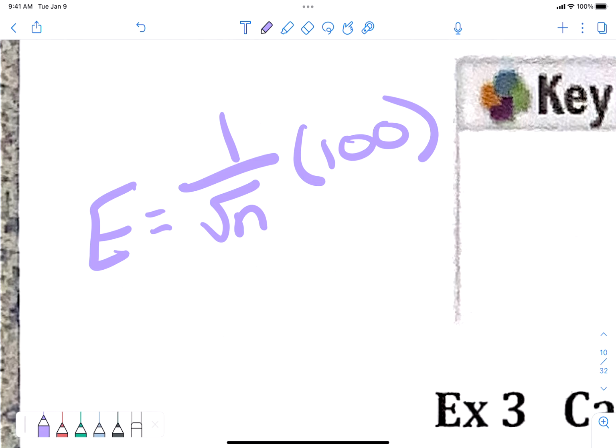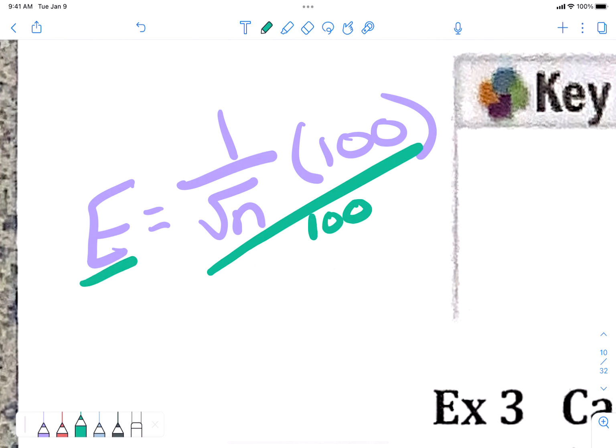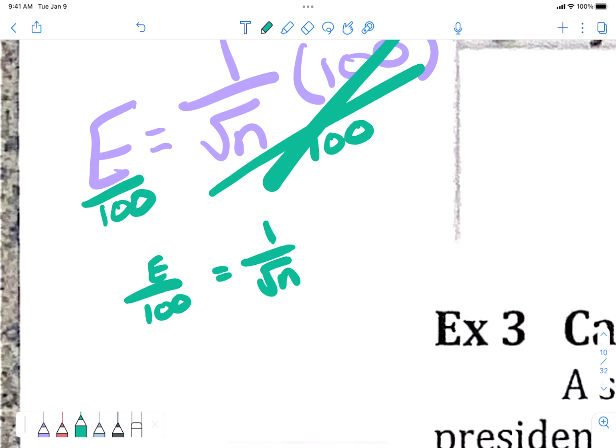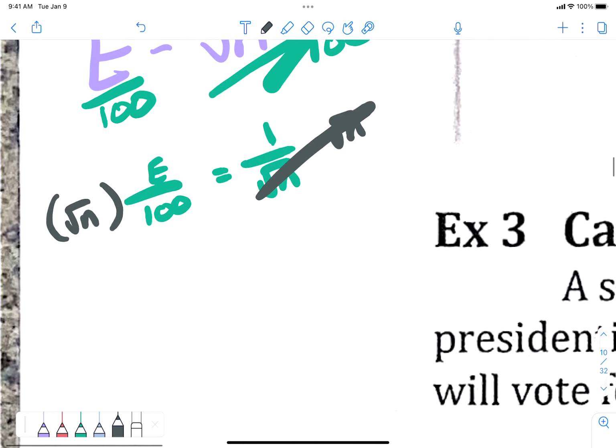We need to get n by itself. So what would you like to move first? Let's divide by 100. Okay, E divided by 100. Don't write this down. E over 100 equals 1 over the square root of n. Now what would you like to do? Times the square root of n. Okay, that's gone now. Times the square root of n. That doesn't mean don't listen. Still listen. Okay. All right, equals 1, right?